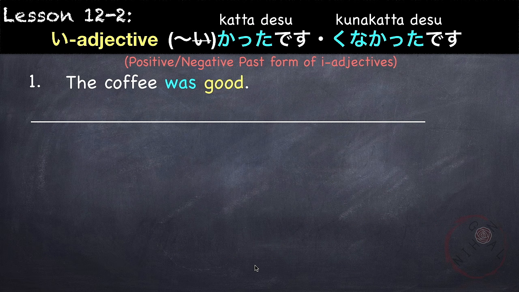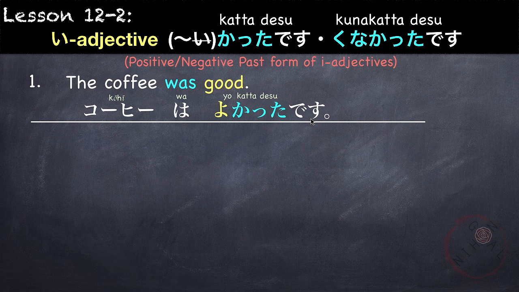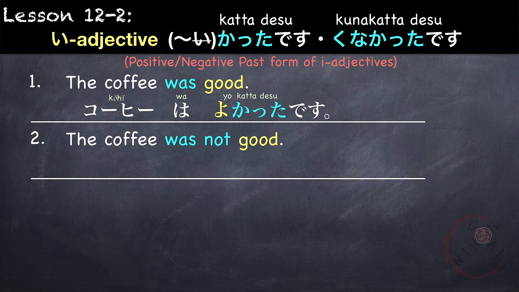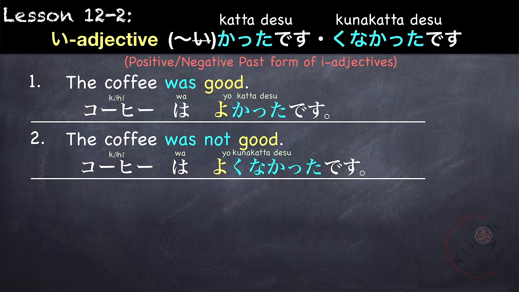For example, the coffee was good. So our topic is the coffee. Kohi wa, followed by our adjective which is good. Yoi or yo, we remove the i and add katta. Yokatta desu. Kohi wa yokatta desu. The negative form of this sentence is the coffee was not good. Kohi wa yokunakatta desu. So, yo minus the i plus kunakatta, and then desu. Kohi wa yokunakatta desu.